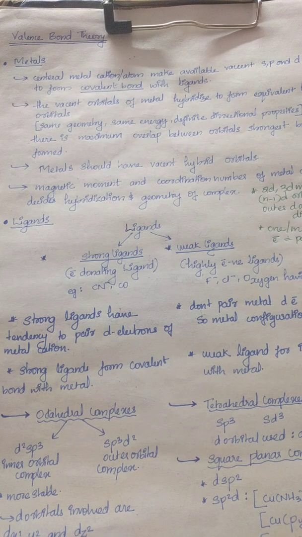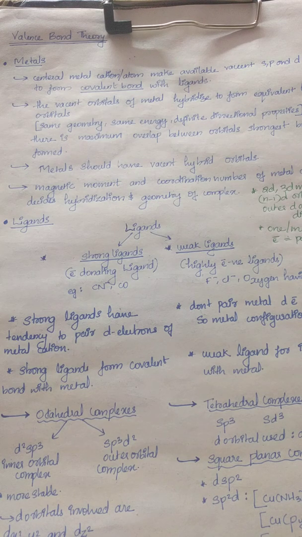OH-. Strong field ligands have a tendency to pair the d electrons of the metal cation, but weak field ligands will not pair the metal d electrons. So whatever the configuration of the metal is will remain the same because no pairing occurs. Then strong field ligands form covalent bonds with the metals, but weak field ligands do not form covalent bonds; the bond formed by a weak field ligand with the metal is always an ionic bond.